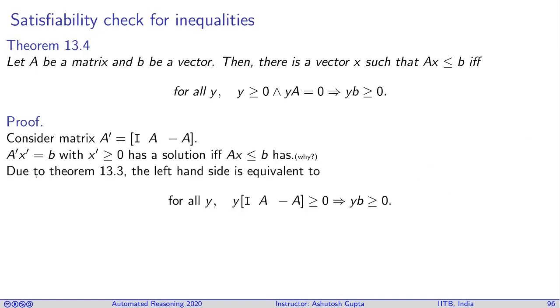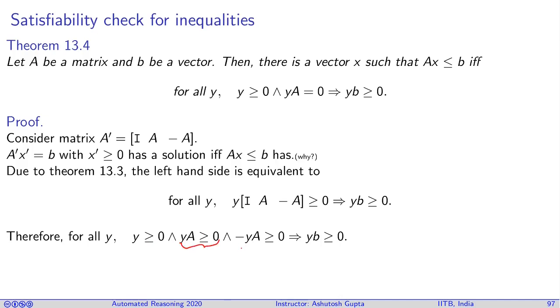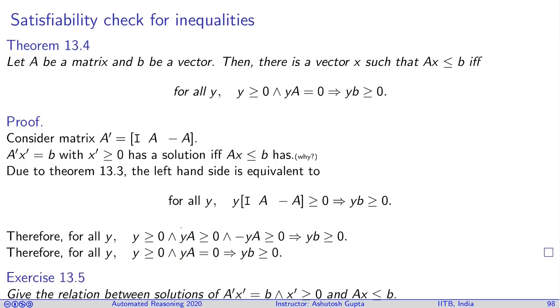Now the statement is in the same format as the previous theorem. So you can use the previous theorem to make the following statement: that for all y, y times this matrix greater than or equal to 0 implies yb greater than or equal to 0. Now let's try to simplify it. It gives me y greater than or equal to 0, ya greater than or equal to 0, and minus ya greater than or equal to 0 implies yb greater than or equal to 0. So you see, I'm saying ya greater than or equal to 0 and minus ya greater than or equal to 0. That means ya is 0. Okay, so then we get ya equals to 0, and then get this statement.